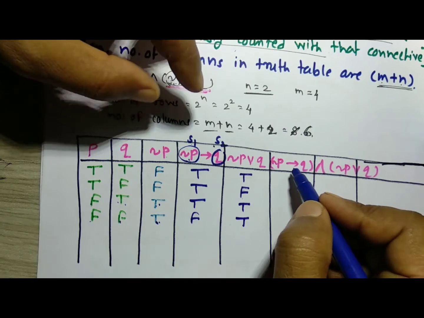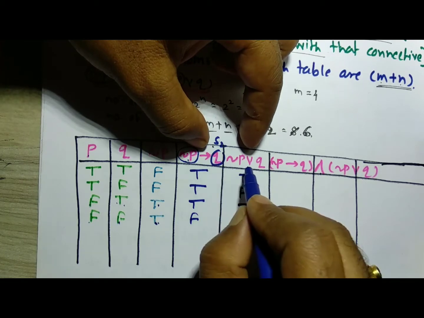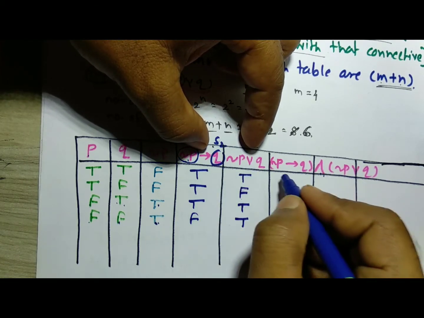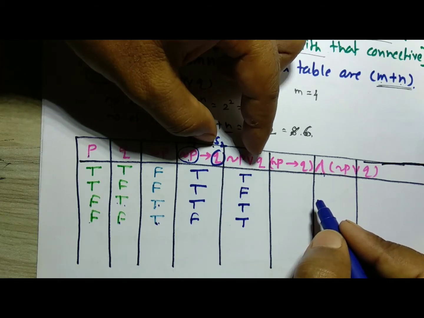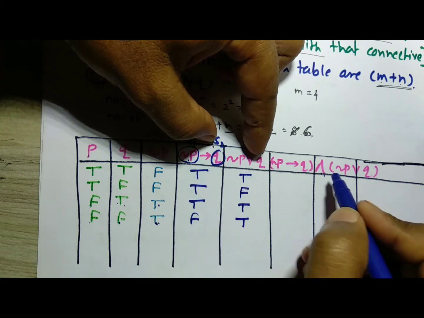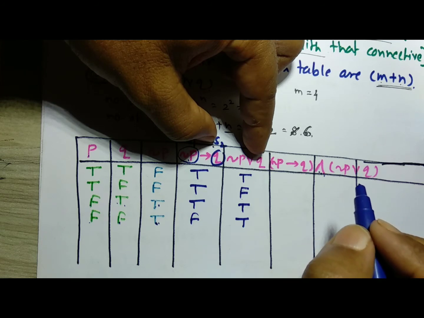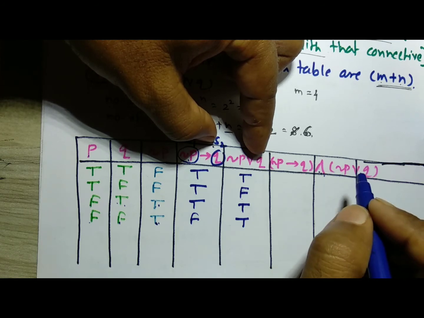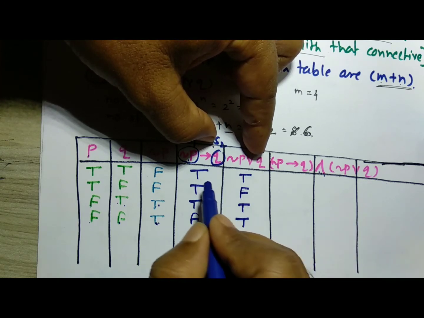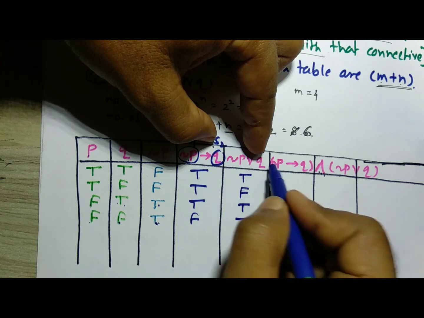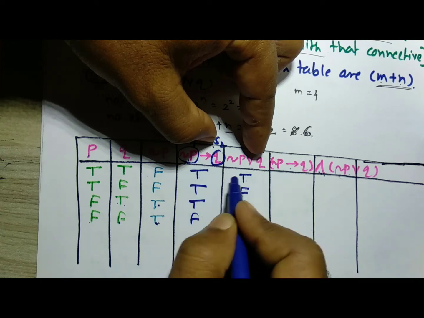Then you take the AND operation of these two. These two having the AND operation is the sixth column in our statement pattern. The rule for AND is: if both statements are true, then it is true, otherwise false. Here this statement is true, this statement is true, so it is true.